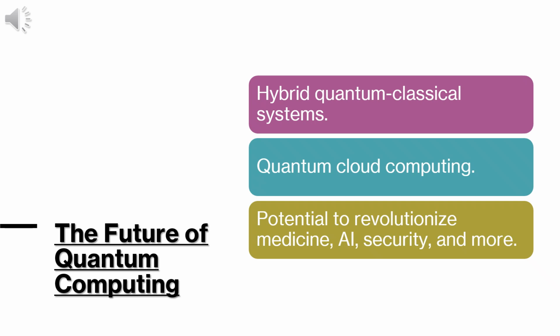The future of quantum computing is exciting. We might see hybrid systems where quantum and classical computers work together. We'll have stronger encryption techniques built to resist quantum attacks. We'll discover new drugs and materials faster using quantum simulations. And AI could become more powerful by using quantum algorithms to learn and make decisions more efficiently.